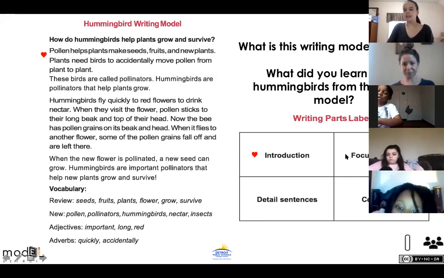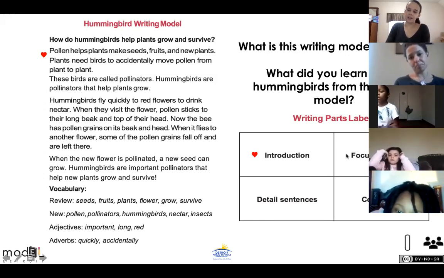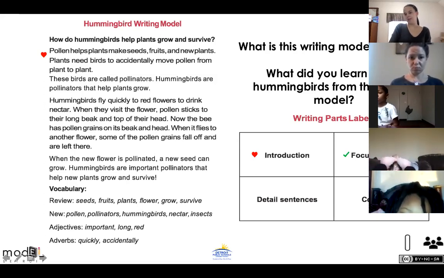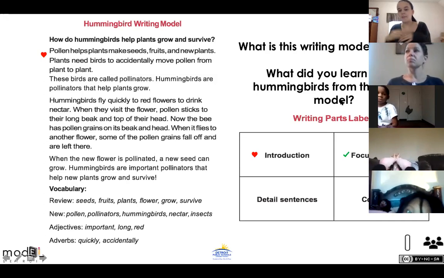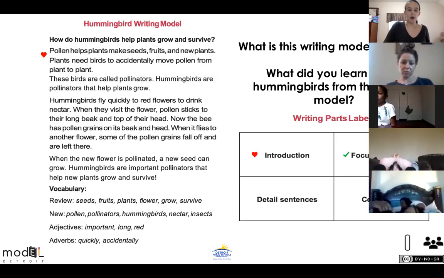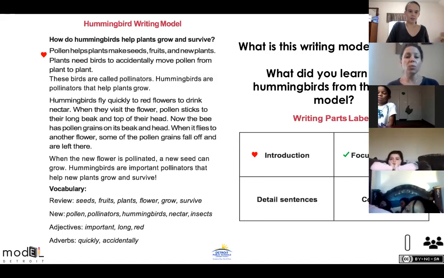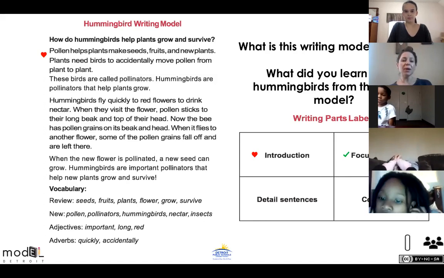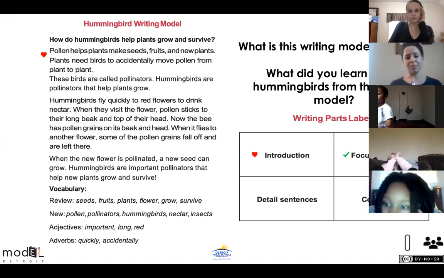The next thing that you need in your writing, and that we have, is a focus statement. The job of the focus statement is to really zero in on the most important idea that the reader is going to learn from your writing. Our focus statement comes right after the introduction, and it's one sentence long. Our focus statement says, hummingbirds are pollinators that help plants grow.